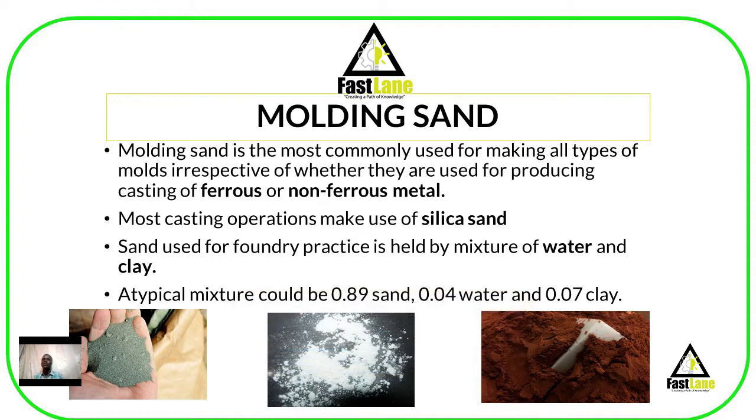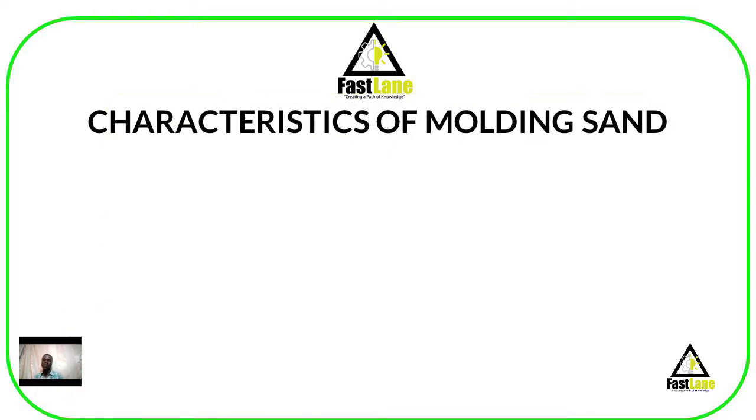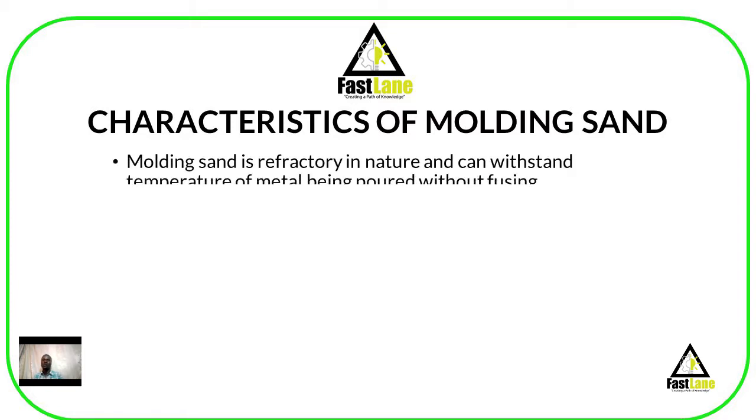We have different types of molding sand we are going to look at. We are going to look at green sand, patting sand, and dry sand. But before we go to these different types of sands, let's first see what the characteristics of molding sand are. Molding sand should be refractory. What do we mean by refractory in nature?